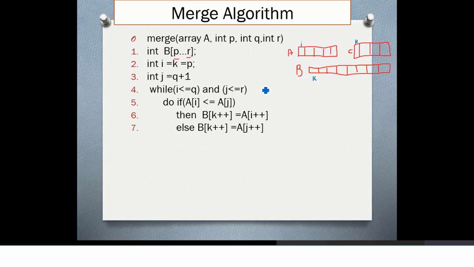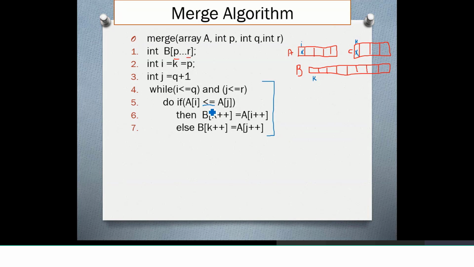This is a loop starting from line number 4 to 7. What we will do in this loop is compare the first item of array A with the first item of array C. You can observe that we are comparing the first item of array A and the first item of array C. They are actually part of the same array, which is divided into two parts, as I've already told.